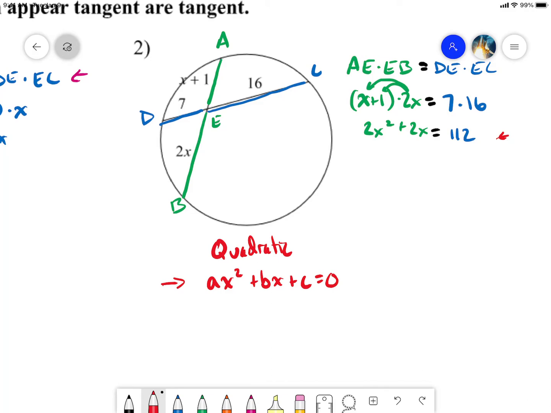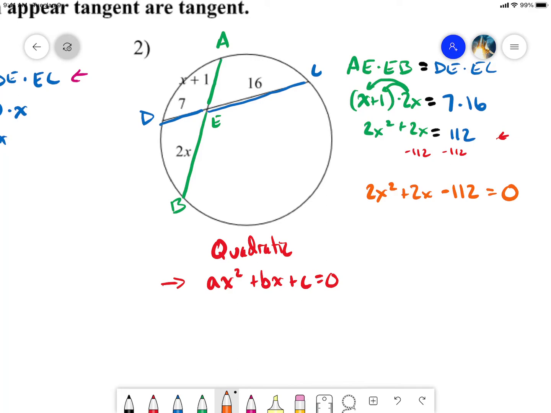Perfect. I have to move the 112 over to the other side by subtracting it. So what I'm left with, and I'm going to use a different color for this, I'll use orange. 2x squared plus 2x minus 112 is equal to 0. So now I've got it in quadratic form.